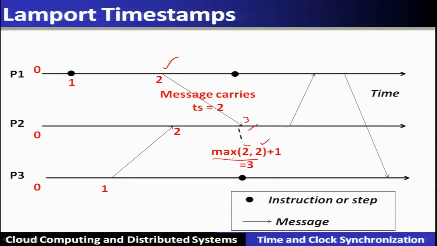This particular event, 3 plus 1, will become 4, and when it reaches over here, 4 and this is 3, the maximum is 4 plus 1, that becomes 5, and 5 plus 1 will become 6. And when it reaches over here, the maximum of 6 and 2 is 6, plus 1, that is 7.